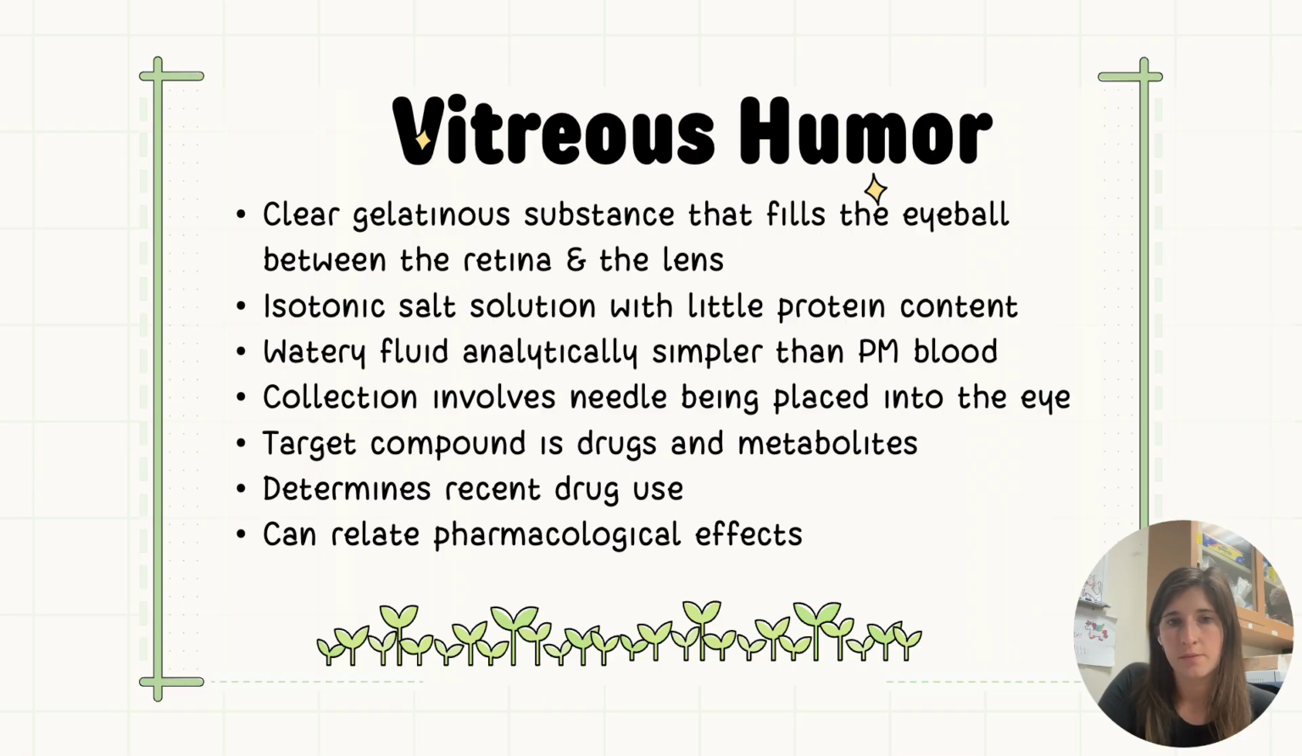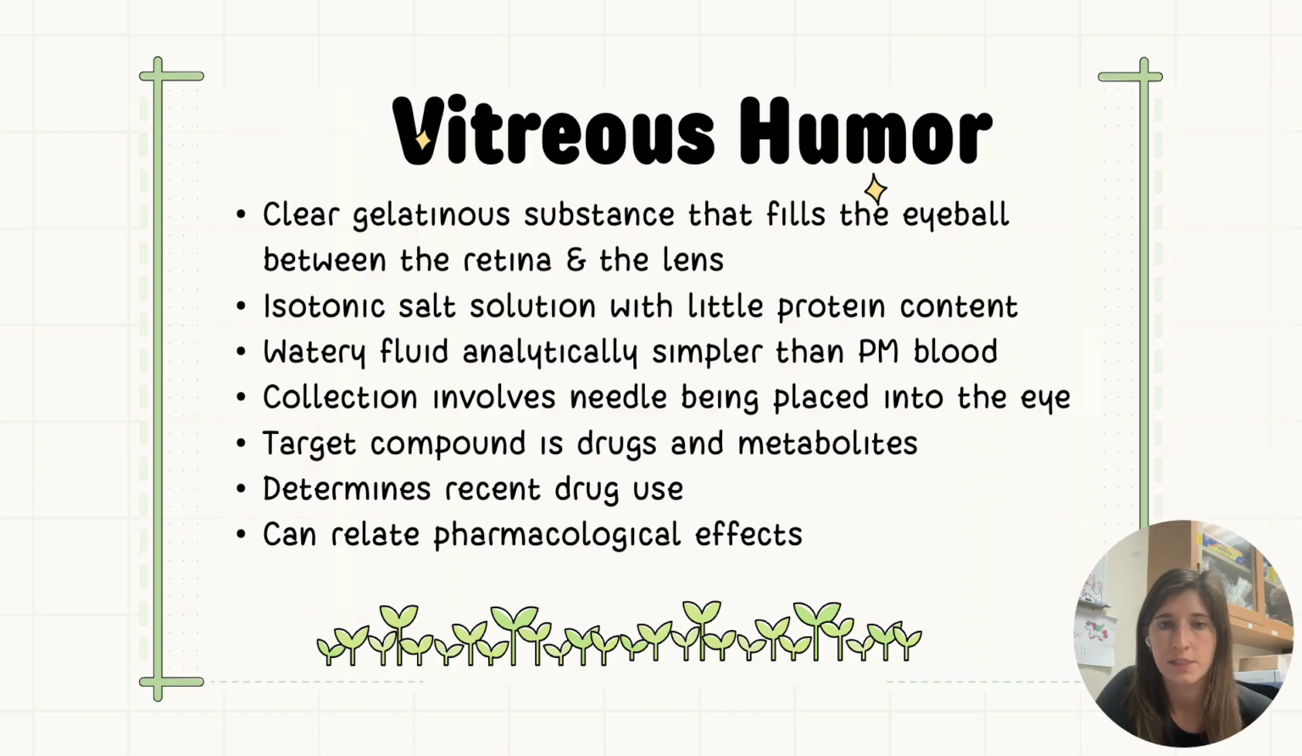Next, we have vitreous humor. Our vitreous humor is going to be a postmortem sample, and this is a clear gelatinous substance that fills the eyeball between the retina and the lens. It is an isotonic salt solution with very little protein content, and it's usually similar to the blood concentration around the time of death.